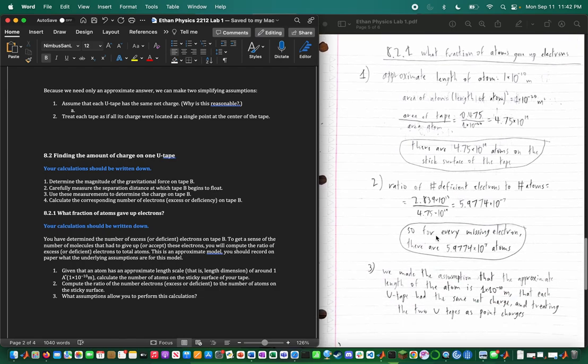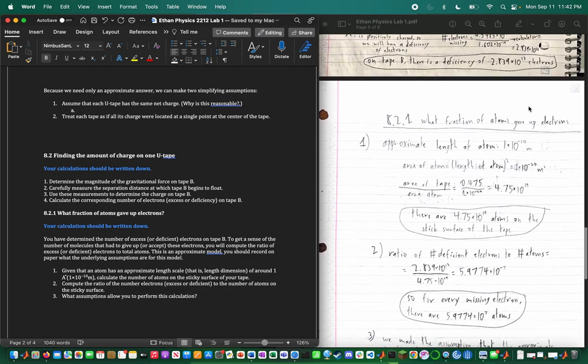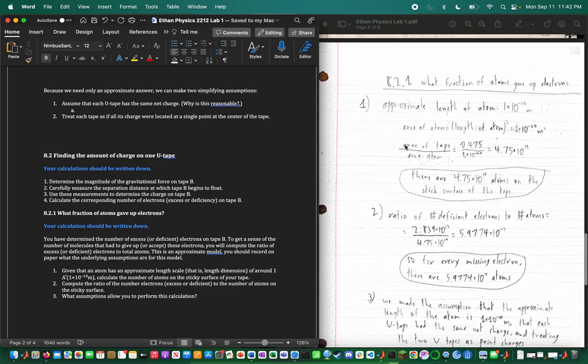Otherwise, if we didn't do that, then we would have to deal with some more human error because of misalignment. In order to find the fraction of atoms that gave up electrons, we get the length of an atom, and use that to find the area of an atom, then divide the area of the tape by the area of an atom to get that there are 4.75 times 10 to the 19th atoms on the sticky surface of the tape.